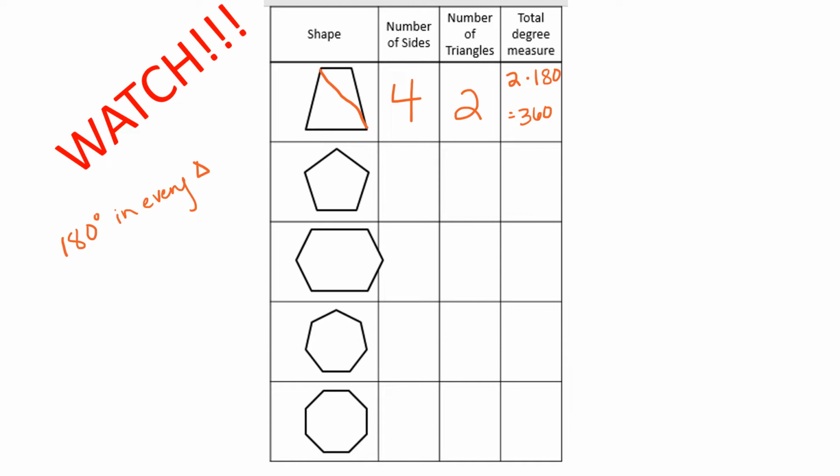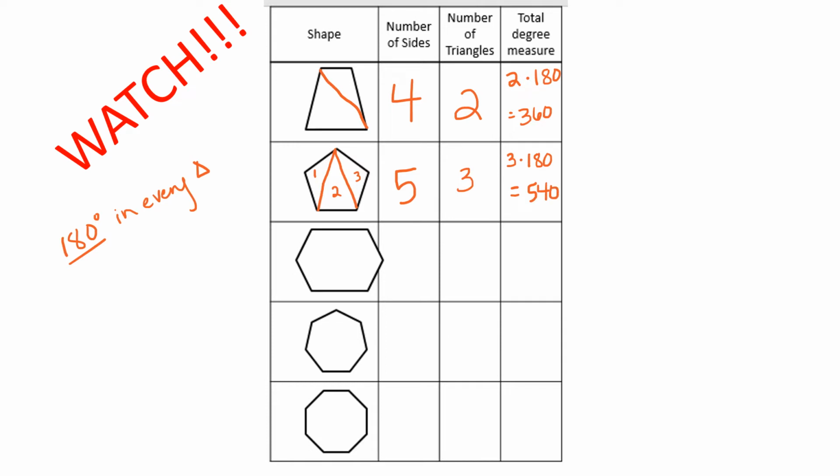Let's see what happens when I have a 5-sided shape. Here is my pentagon. Let's see how many different triangles I can draw. I can draw this one, I can draw this one, but if I were to connect my other 2 vertices, again, I would cross the lines I've already drawn, so I don't want to do that. So it looks like I have 1, 2, 3 triangles. Every triangle has 180 degrees, so I'm going to take 3 times 180. If I type that into my calculator, 3 times 180, I am going to get 540 degrees.